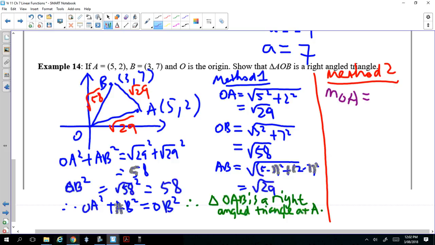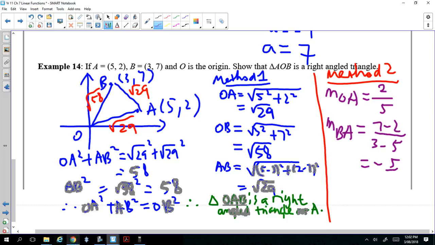And then what happens if you multiply them together? What do you get? Minus 1. And hopefully you remember from last year, if the product of the gradients is negative 1, what does it tell you? It means that they're perpendicular. Remember this? So if it's perpendicular, you get 90 degrees. So that would be a faster way. Yeah, we've proved that they're perpendicular.